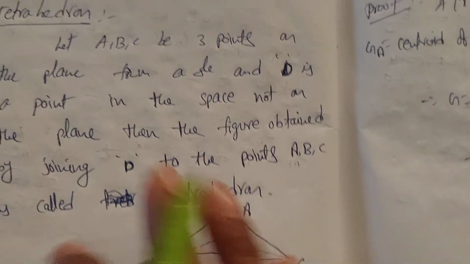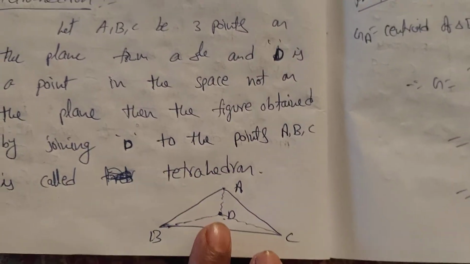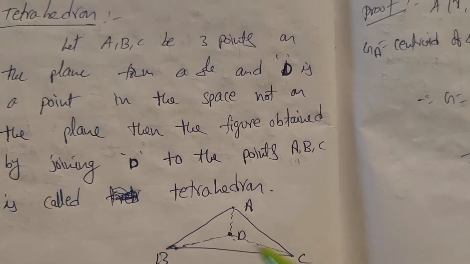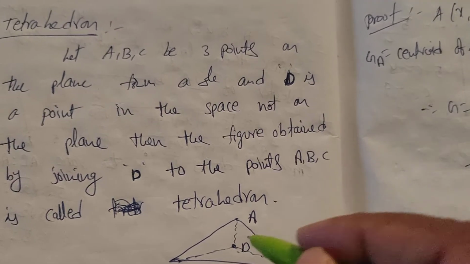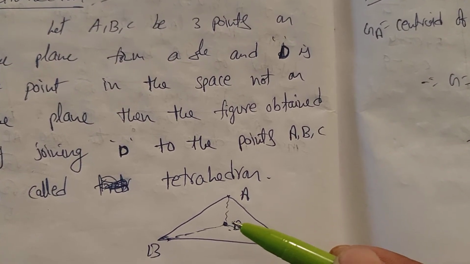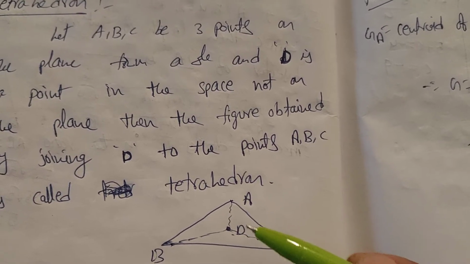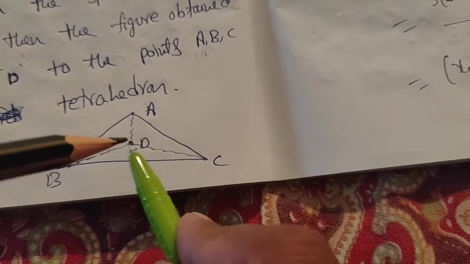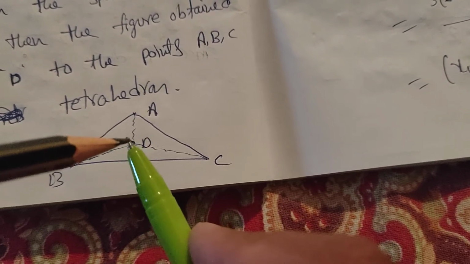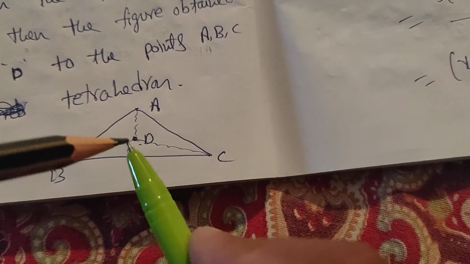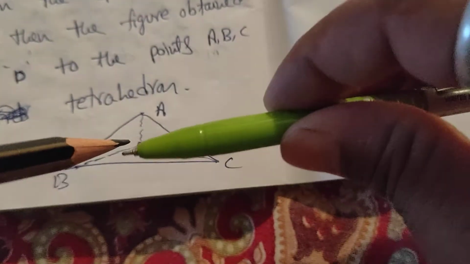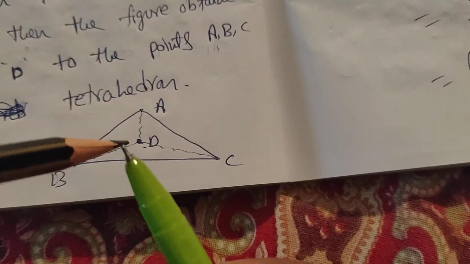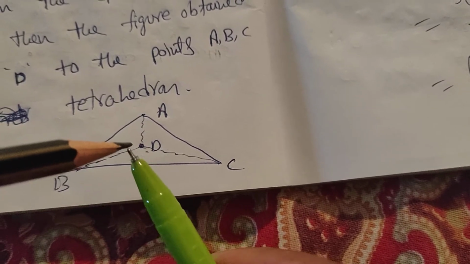Let us consider our paper is a plane. On this plane you take 3 points ABC. And D is a point not on this plane, which means it will be in space. Let us consider this pencil edge as the point D. Now join this point D to A, D to C, and D to B. This is the point D.